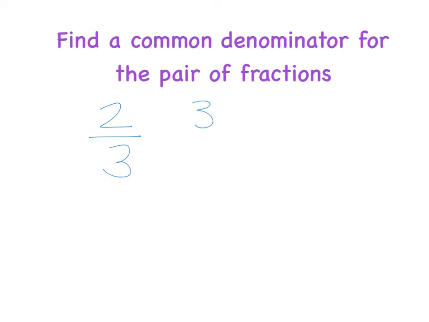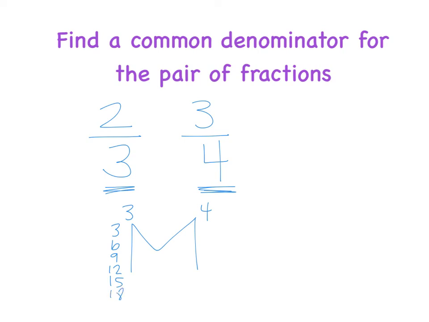and 3/4, what I would need to do is find a multiple of 3 and 4 that they have in common so that my denominators could be the same. So 3 and 4, I'm going to go ahead and list out some multiples of 3 and 4. Multiples of 3, remember the first multiple is always itself. 3 times 1 is 3, 6, 9, 12, 15, 18. I'll just stop there for now.